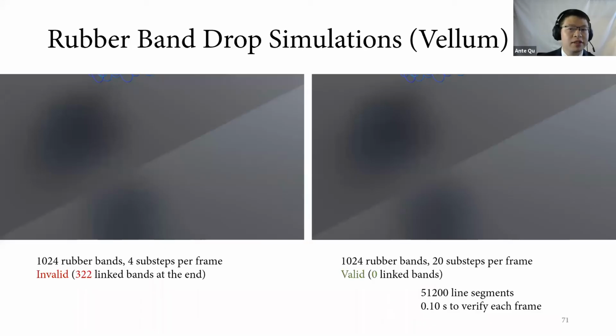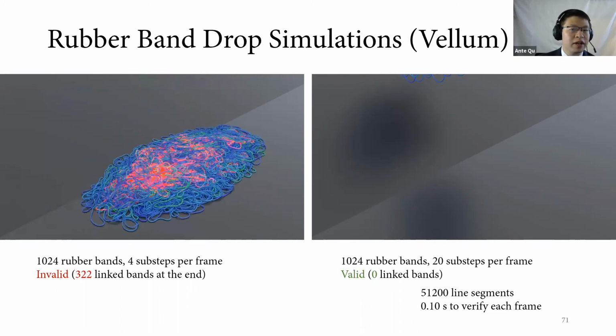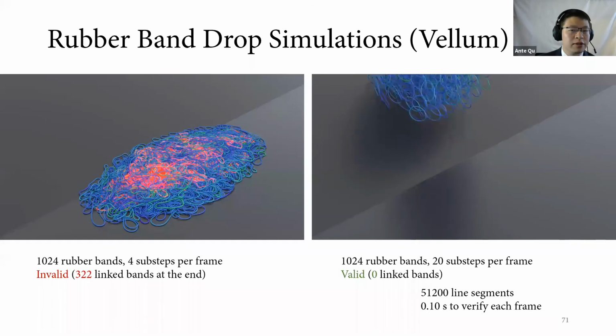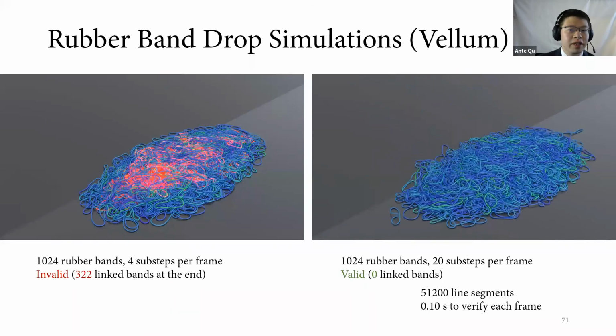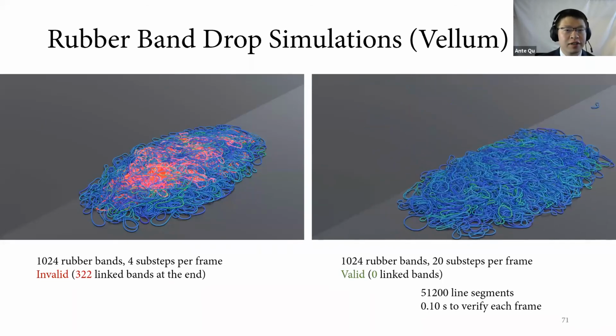Now let's drop 1,000 separated rubber bands onto an inclined plane. On the left, we use 4 substeps per frame, and violations are highlighted in red. On the right, we use 20 substeps per frame, and our method verifies that it is valid.